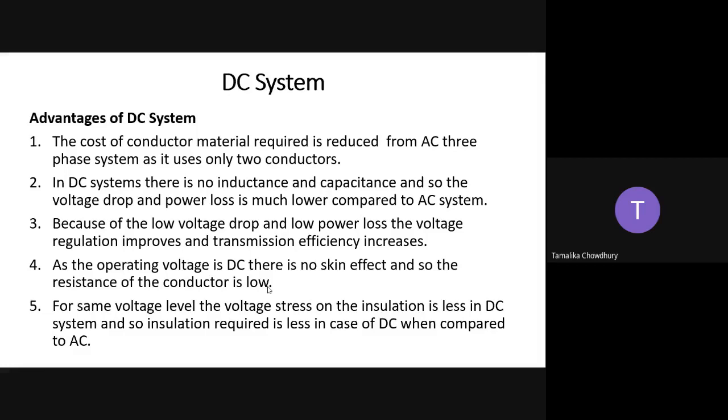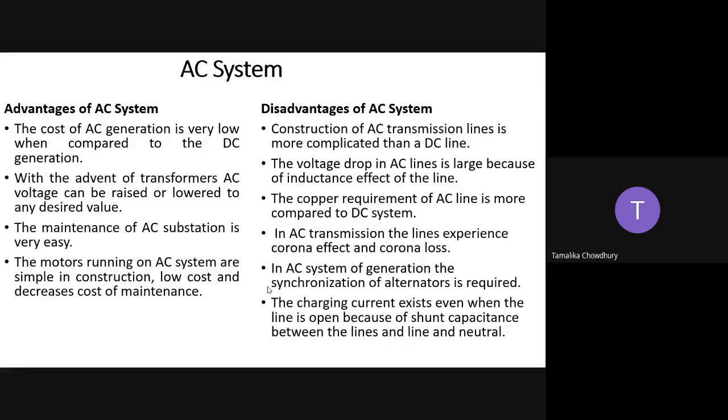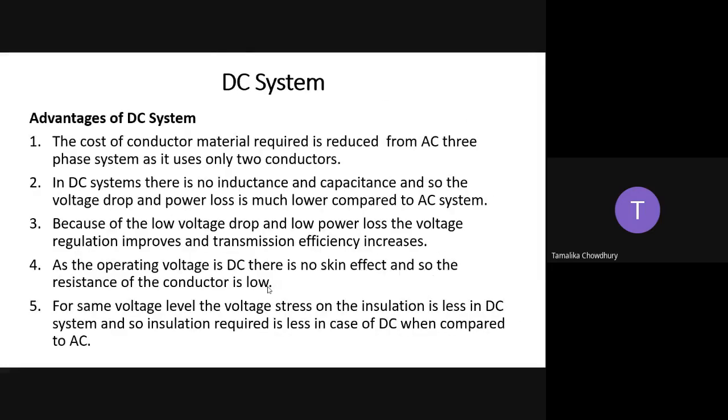Next is that for the same voltage level, the voltage stress on the insulation is less in DC system. So the insulation required is less in case of DC when compared to AC. Whenever you are using insulation, because it is very high voltage, very high insulation should be used. How much stress the insulation is facing due to that high voltage, that is the voltage stress on the insulation, and it is much less in DC rather than in AC. Okay, so these are advantages and disadvantages of DC and AC system, very important.